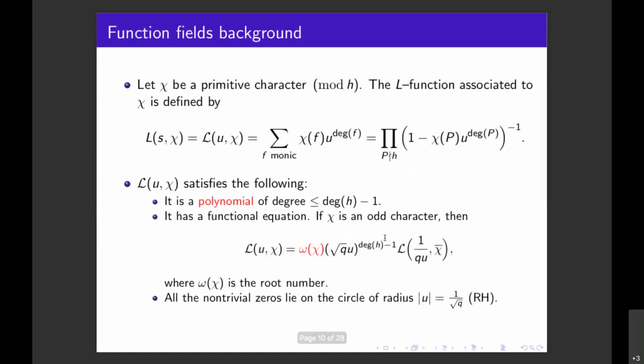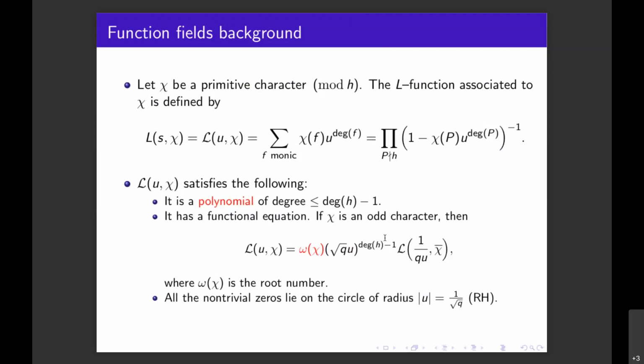Okay, now we can define the L-function. If we have a primitive character modulo a polynomial h, then the L-function is defined similarly as over the number field setting, L(s, chi). Again, I want to use the variable u, which is q to the minus s. So L(u, chi) is the sum over monics of chi(f) u to the degree of f. And this has an infinite Euler product representation in terms of monic irreducible polynomials P. Now the L-function satisfies some nice properties.